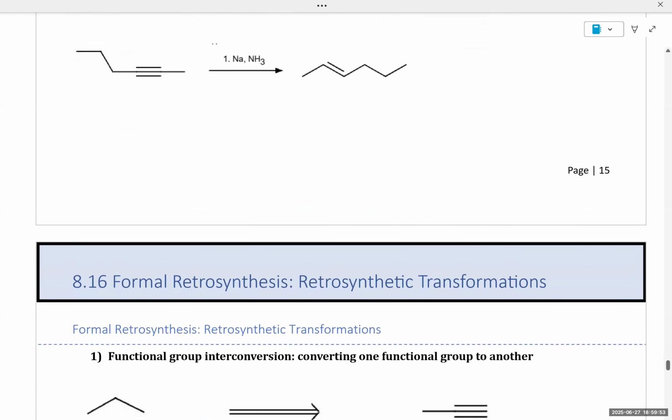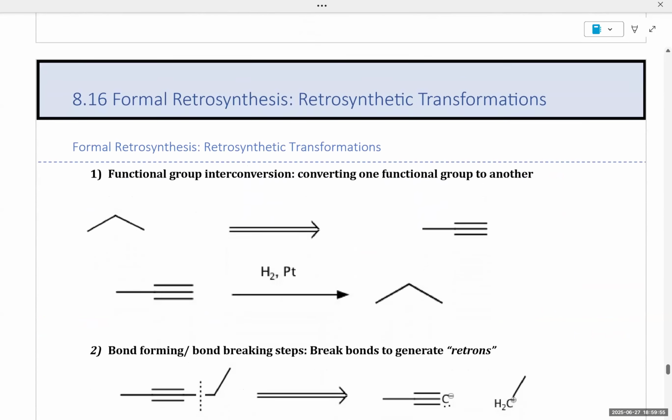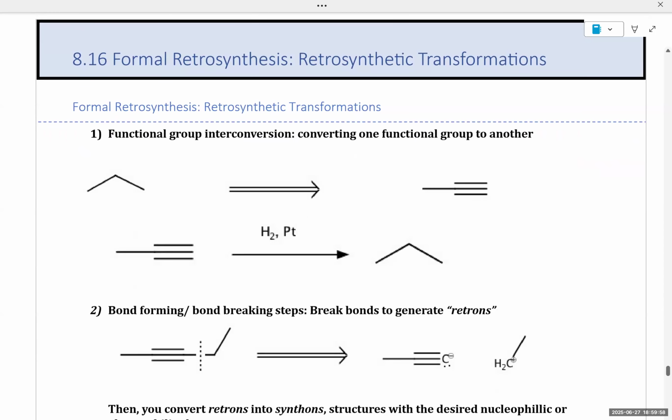Now, let's talk about some formal terms in retrosynthesis. We have the general idea of retrosynthesis, where you work backwards from product to reactant. Now, there are some tools and named tools in retrosynthetic planning. The first of which is a functional group interconversion known as an FGI, where you convert one functional group to another. An example would be that I can convert and make an alkane from an alkyne via hydrogenation.